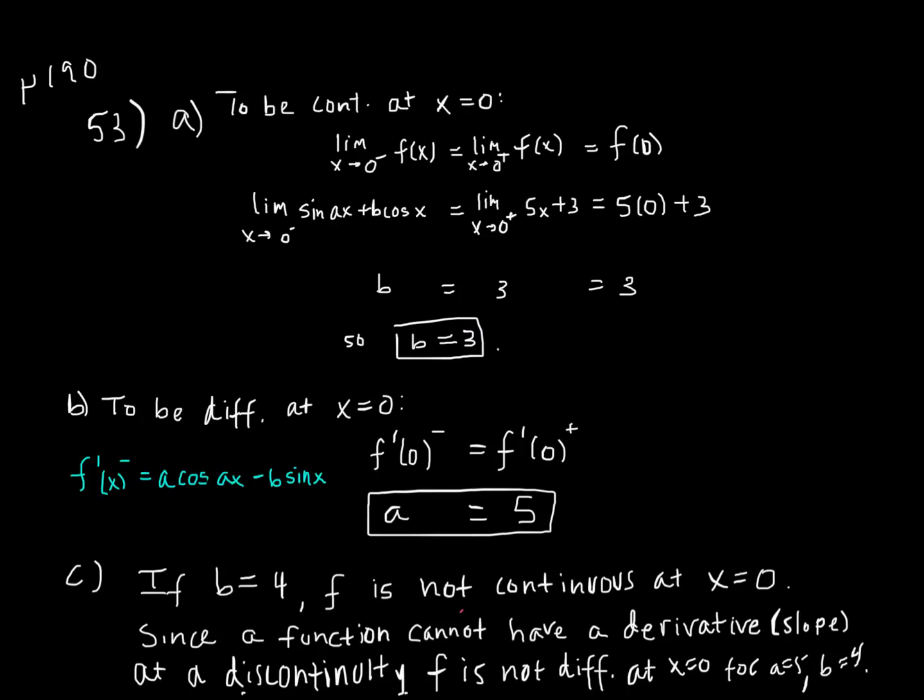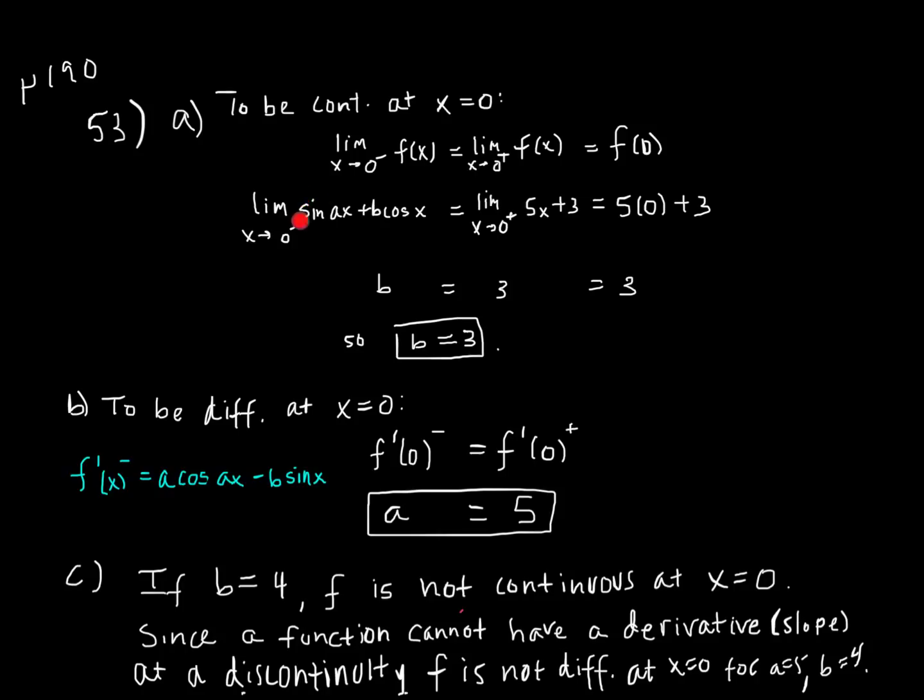Number 53, this is a great review of continuity and differentiability. Remember, for a function to be continuous at a point, we need the limit as you approach from the left and the limit as you approach from the right to be equal, and you need that value to be equal to the value of the function at that point. This point is 0, so here we're taking the limit as x approaches 0 from the left of f of x, and the limit as x approaches 0 from the right of f of x, and those two need to be equal and equal to the value of the function when x is 0.